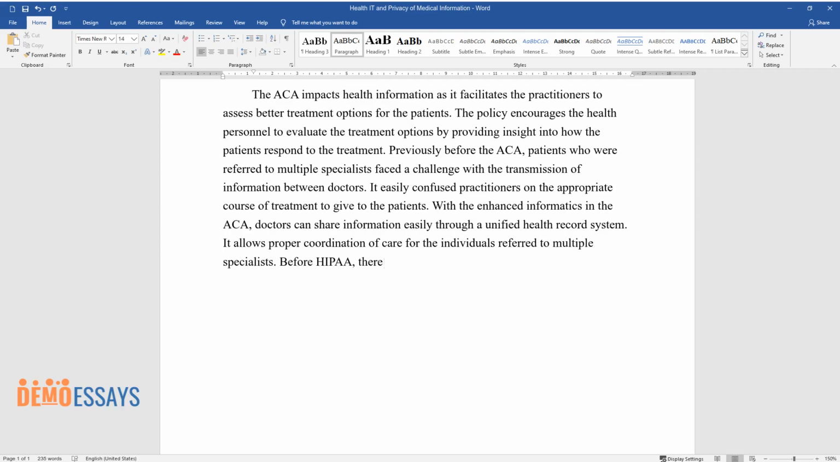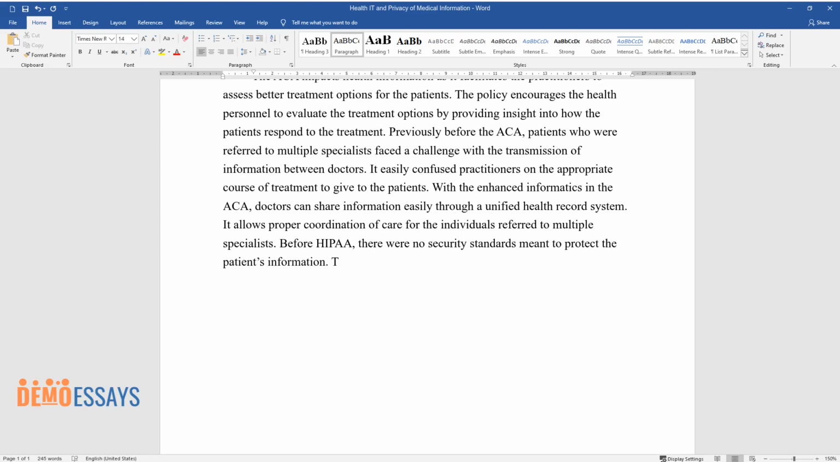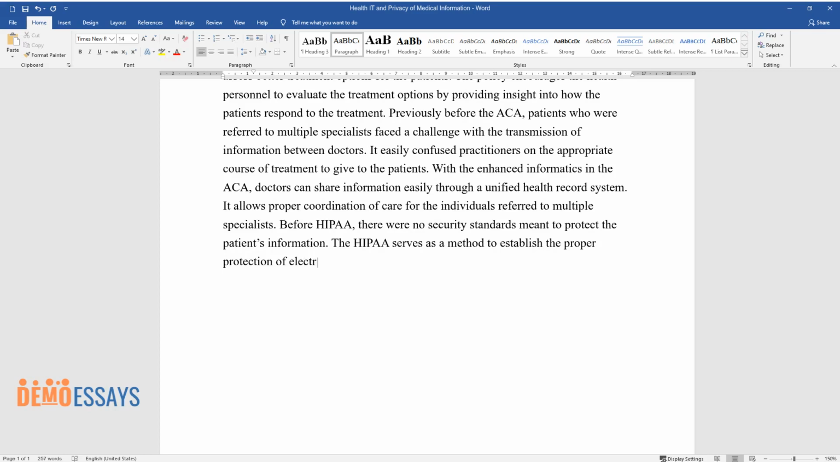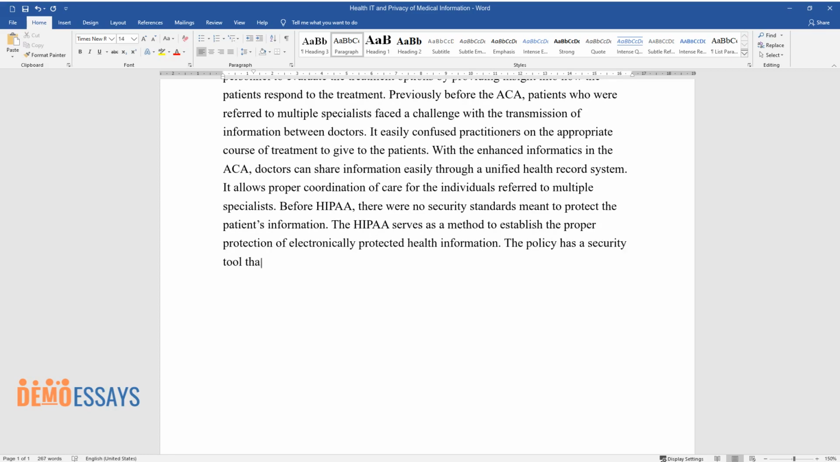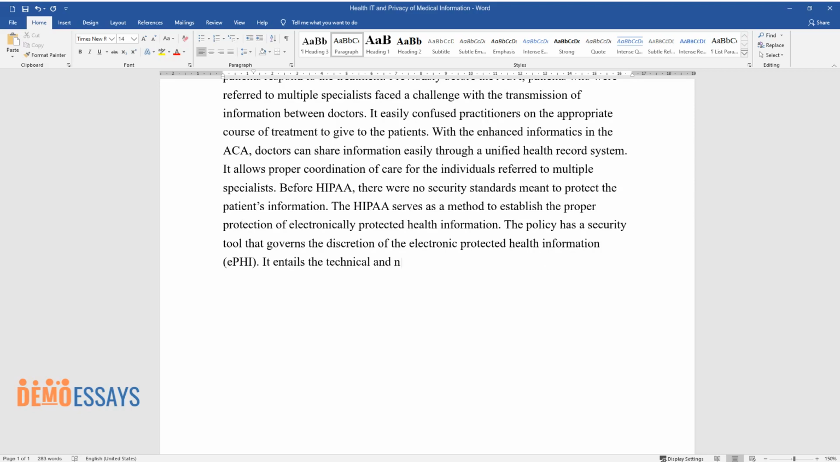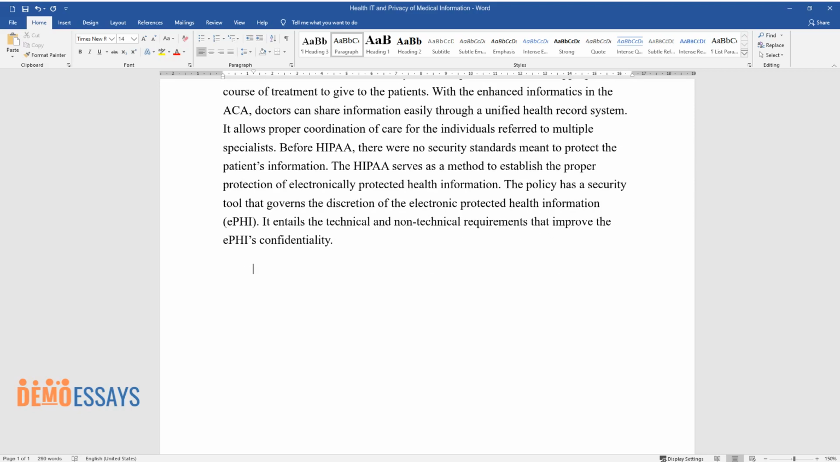Before HIPAA, there were no security standards meant to protect the patient's information. The HIPAA serves as a method to establish the proper protection of electronically protected health information. The policy has a security tool that governs the discretion of the Electronic Protected Health Information, EPHI. It entails the technical and non-technical requirements that improve the EPHI's confidentiality.